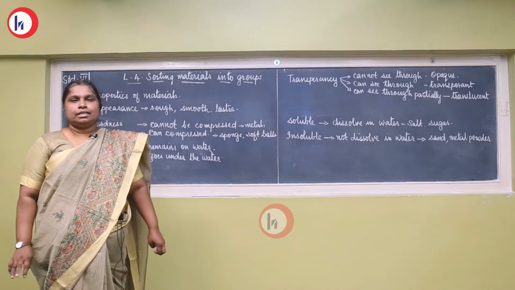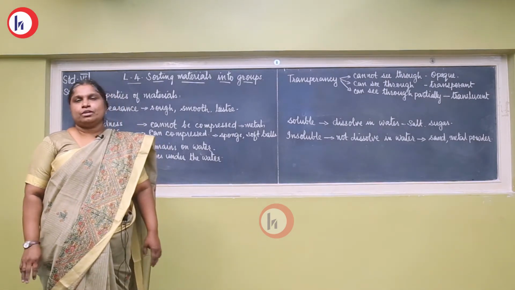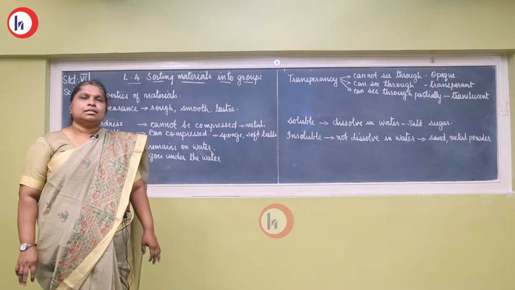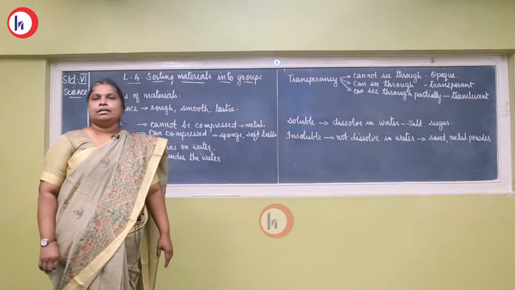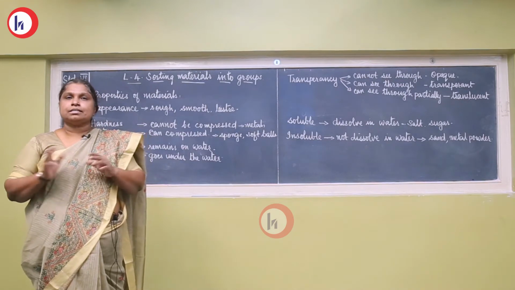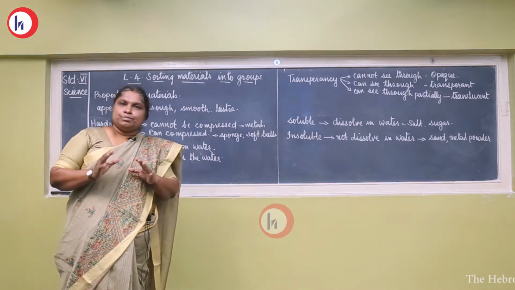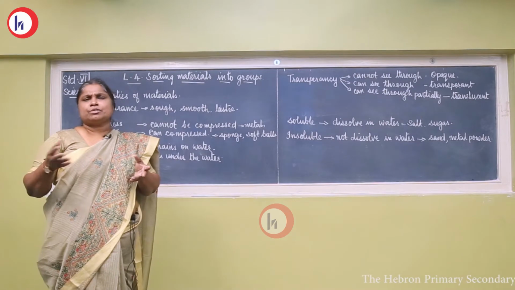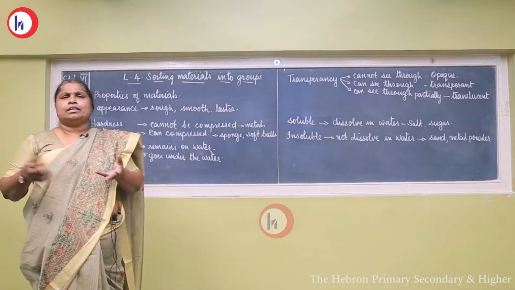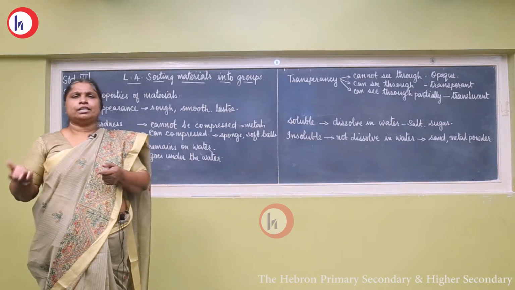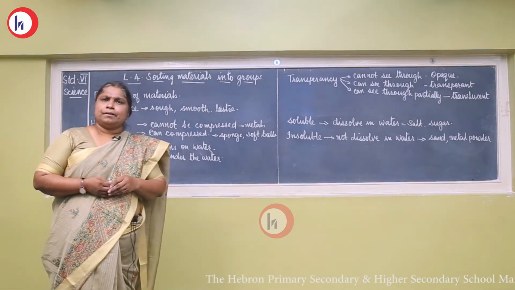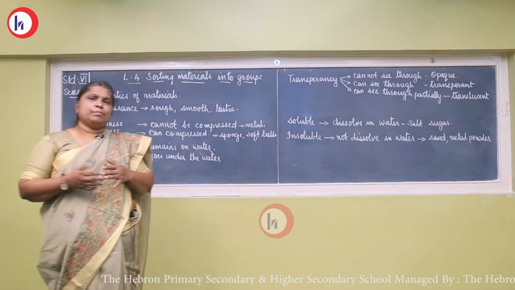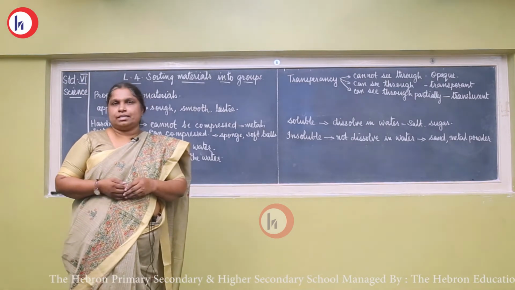In the last two lessons, we already learned about different types of food items and different types of clothing materials. Like that, different types of materials are around us. We can see so many objects around us: different types of vehicles, different utensils in our house, wooden cupboards, metal cupboards. So many things are there, and these objects are made up of different types of materials.